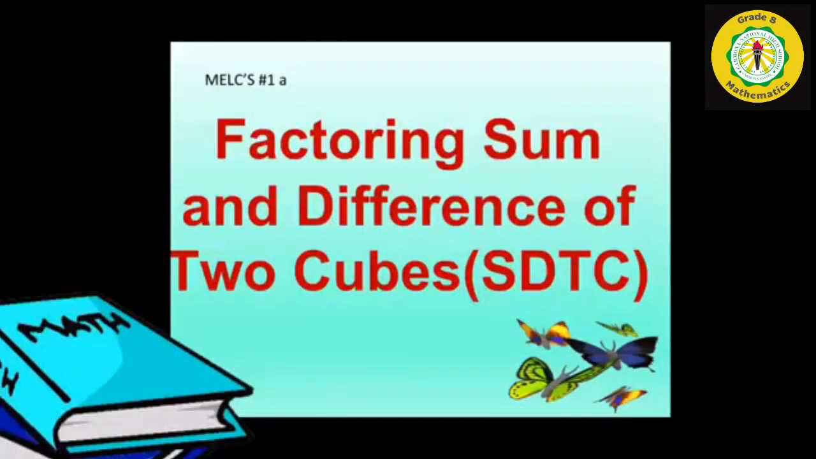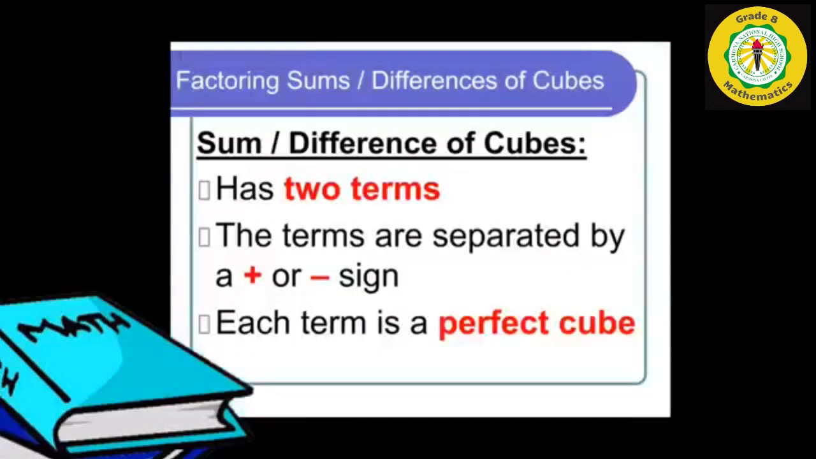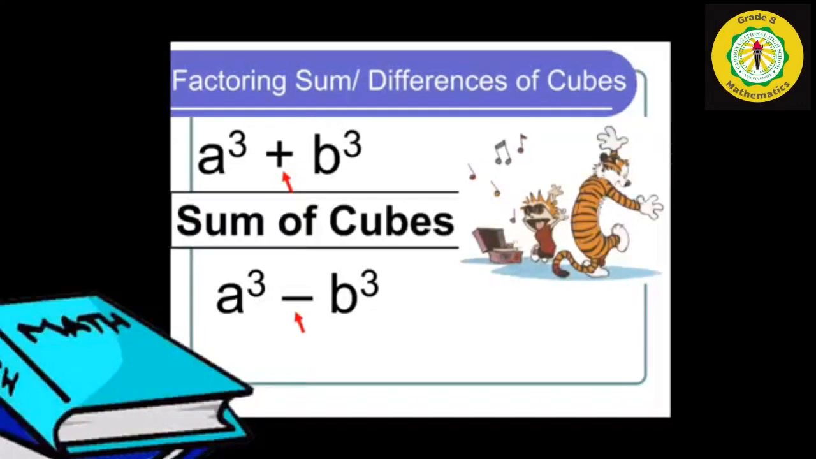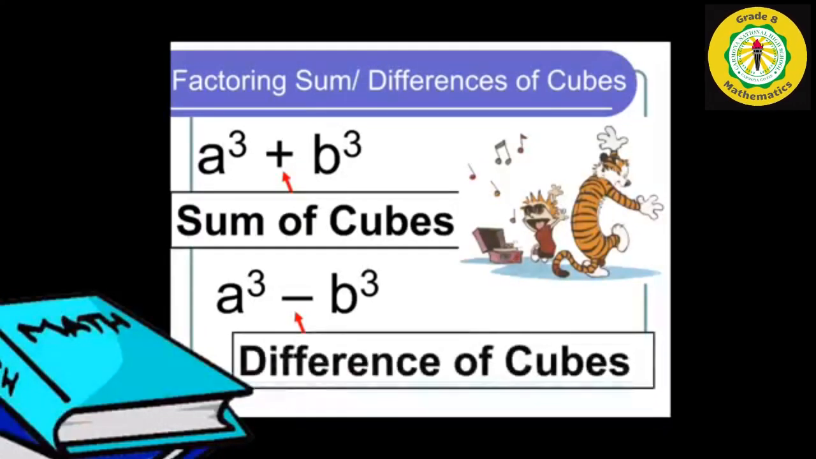Now let's proceed to factoring sum and difference of two cubes. Here are the things that we need to remember about factoring sum and difference of two cubes. It has two terms. The terms are separated by a positive or negative sign. Each term is a perfect cube. So look at the given terms: a cube plus b cube and a cube minus b cube. It has two terms, the terms are separated by a positive or negative sign, and each term is a perfect cube.